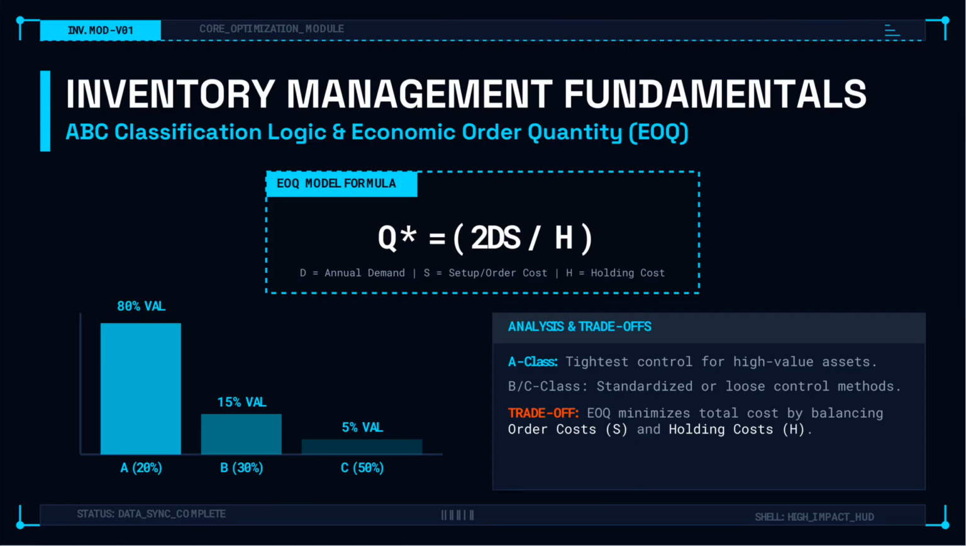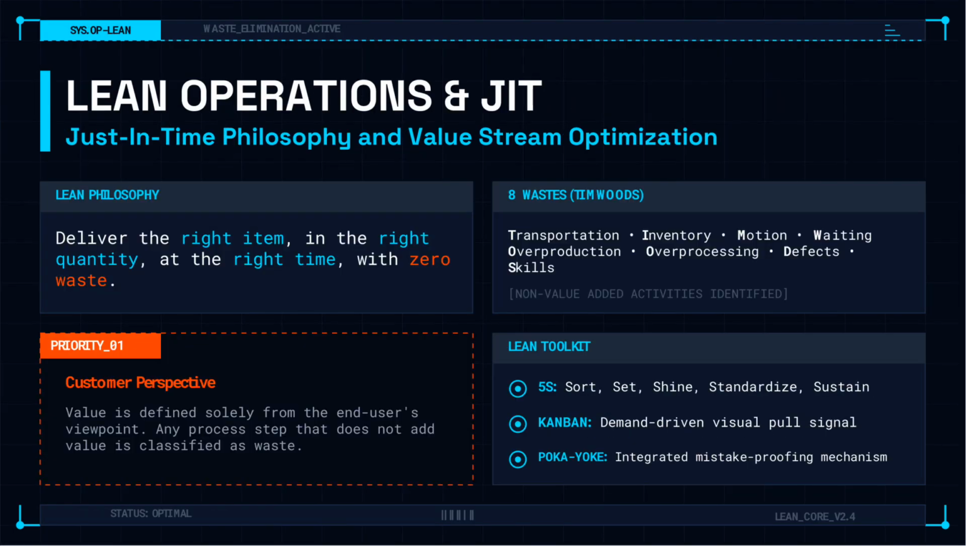Lean operations and JIT are built around a simple principle: Deliver exactly what is needed, when it is needed, with as little waste as possible. The slide highlights the classic 8 wastes and connects them to tools like 5S, Kanban, and Poka-yoke. The customer perspective is essential here, because anything that does not create value from the customer's point of view is treated as waste.